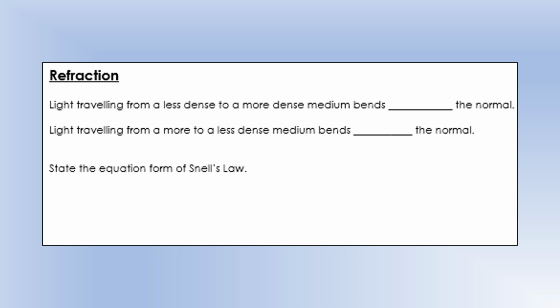So we've got light travelling from a less dense to a more dense medium bends towards the normal, and light travelling from a more to a less dense medium bends away from the normal. And those things you just have to remember. And the way I remember this is by writing the letters in alphabetical order.